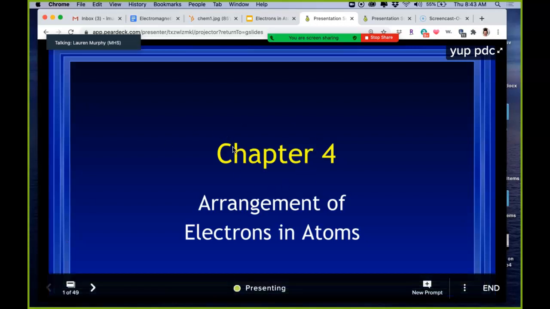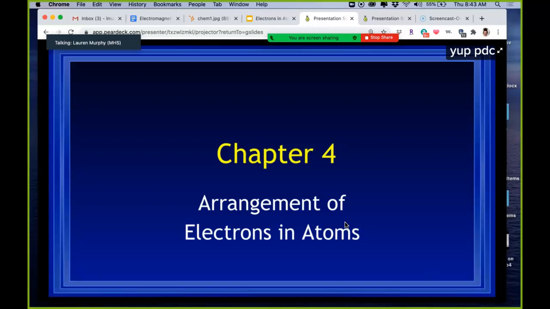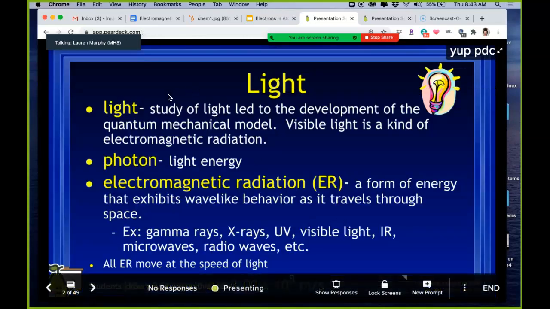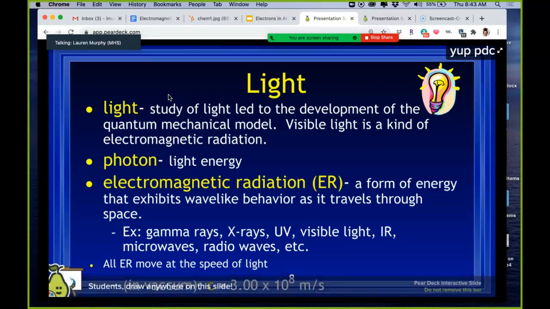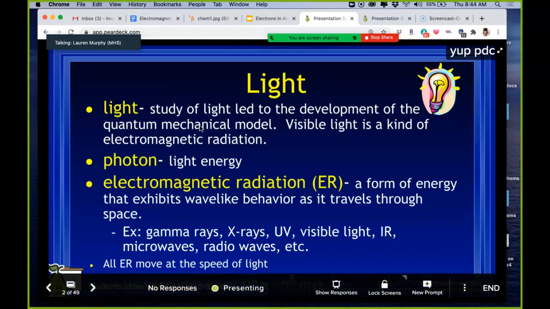All right, so chapter 4 is all about electrons. This entire chapter is just discussing electrons. The study of light led to the development of what we now know as the quantum mechanical model of the atom. We're going to talk about the simpler models before the quantum mechanical model was discovered. This is the most recent. It is very, very complicated, but this is what led to more discoveries about the electron.